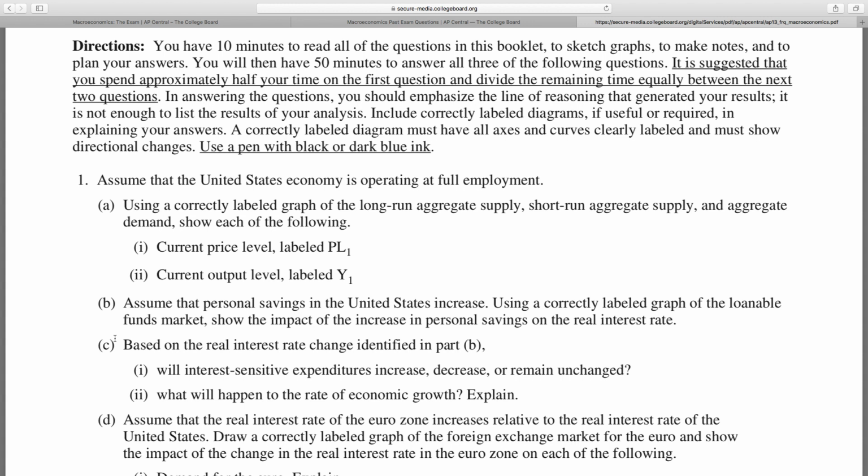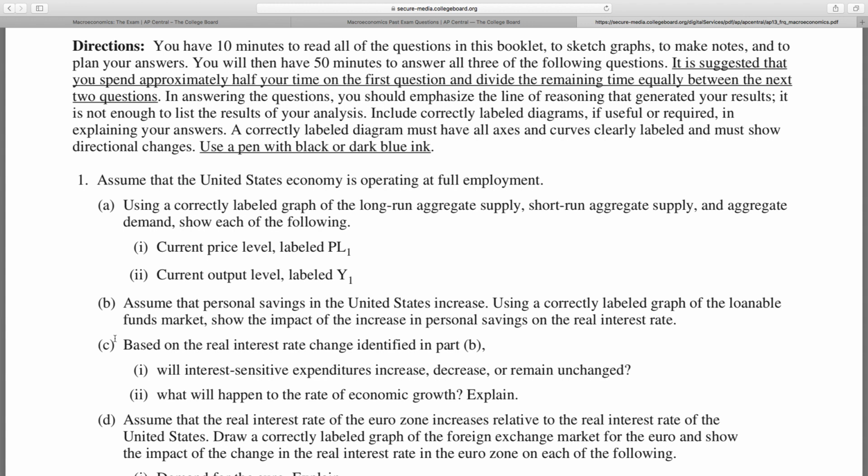B says, assume that personal savings in the United States increase. Using a correctly labeled graph of the loanable funds market, show the impact of the increase in personal savings on the real interest rate. Okay, well, if you think of that loanable funds graph, if there's an increase in personal savings in the United States, that means more money is going into the banks. That means there's going to be an increase in the supply of loanable funds. If you increase the supply of loanable funds, you shift that supply of loanable funds to the right, that is going to decrease the real interest rate. So if you drew that graph, you're increasing the supply of loanable funds. It's shifting to the right. You're showing that decrease in the real interest rate.